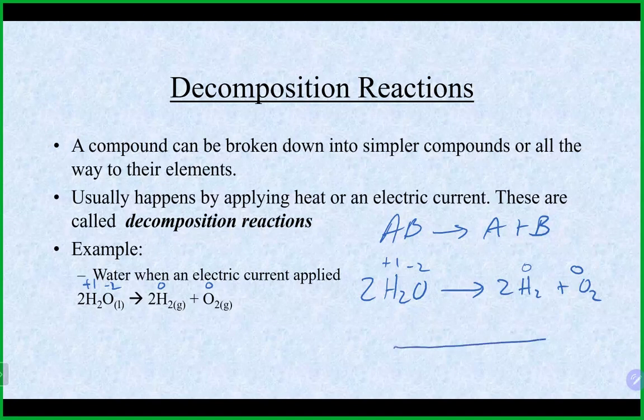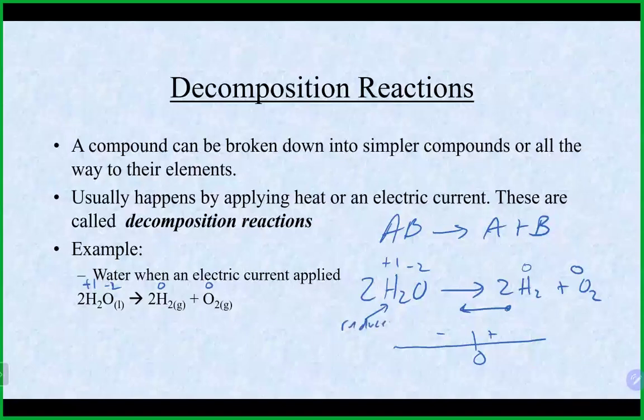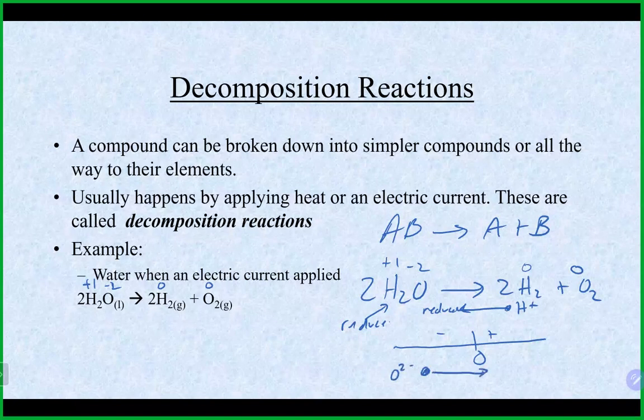Let's take a look at the hydrogen first. Hydrogen is starting at +1 in this case, ending at 0, which means the hydrogen is actually being reduced, becoming more negative. The oxygen, which is -2, is ending at 0, which is becoming more positive and being oxidized.